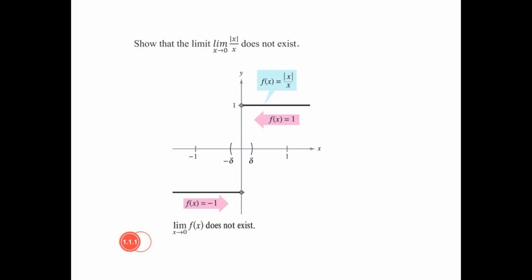We're looking at the function f(x) equal to absolute value of x over x, as x approaches 0. When x is positive, the function equals 1. That means from the right side, the function approaches 1. But when x is negative, the function is negative 1. That means from the left side, the function approaches negative 1. Because the left side approaches negative 1 and the right side approaches 1, they do not match. So the two-sided limit does not exist.